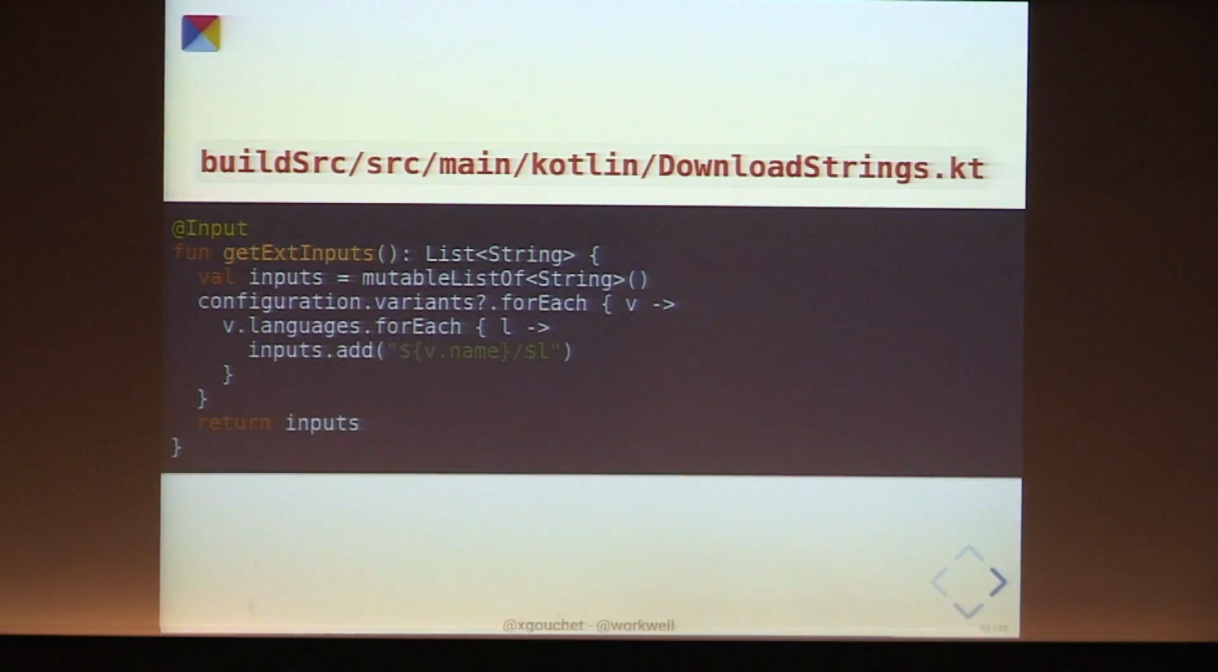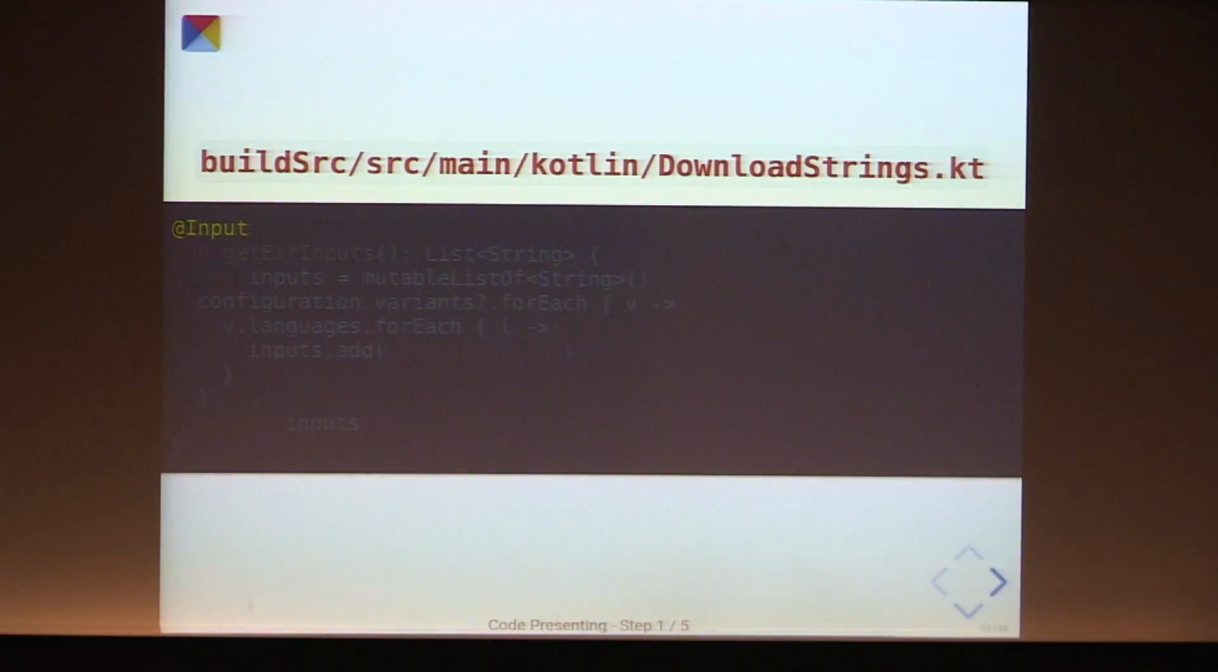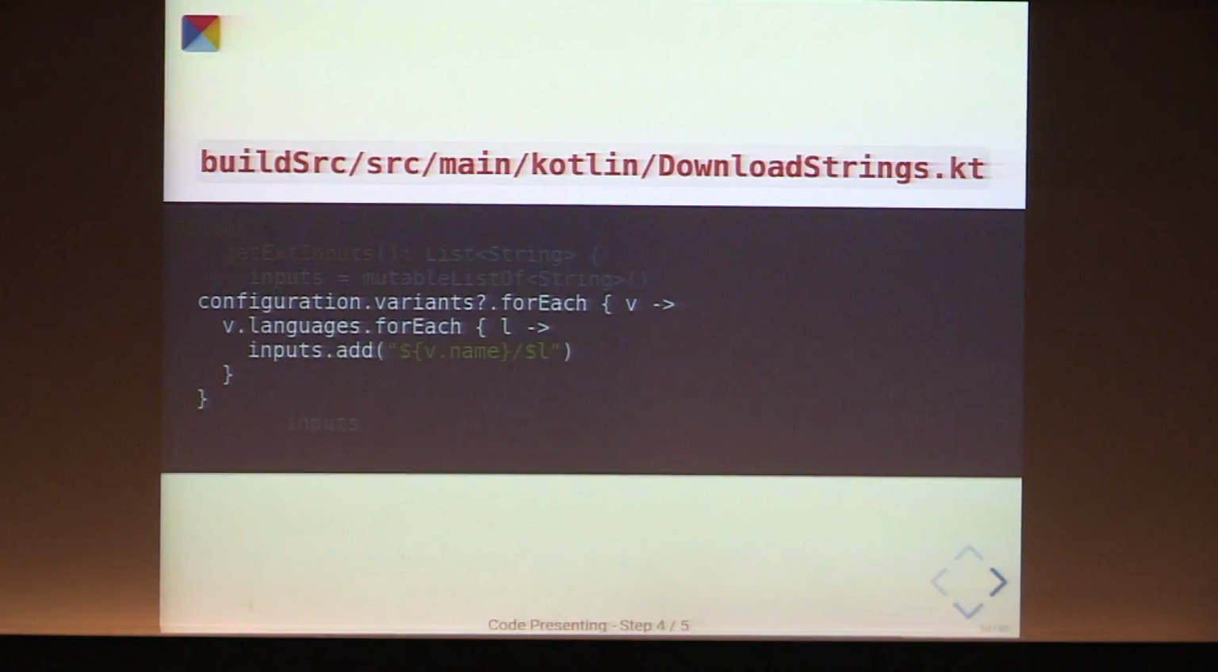So this is an example of how you could define this. Basically, I create an input annotated method that's going to return a list of strings, and what I'm going to do is create a list of strings based off the variant and language combo. That way, if ever the users change the configuration in Gradle, then the input is going to change.